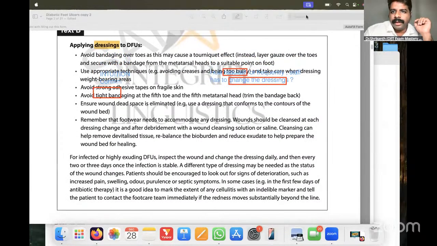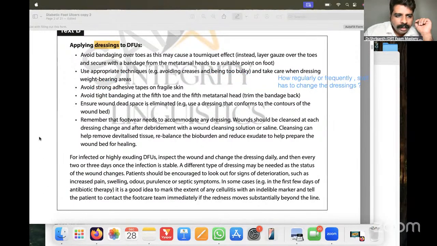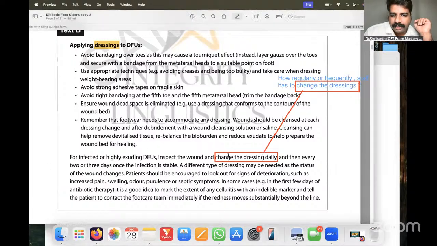Now you see over here, what do you see? Here we can see that they are talking about this particular information: how frequently you have to change the dressings, every single day. The question was asking us how frequently we have to change the dressings, and this is exactly what we are looking for. We have to change the dressings every single day. So that means our intuition was right.